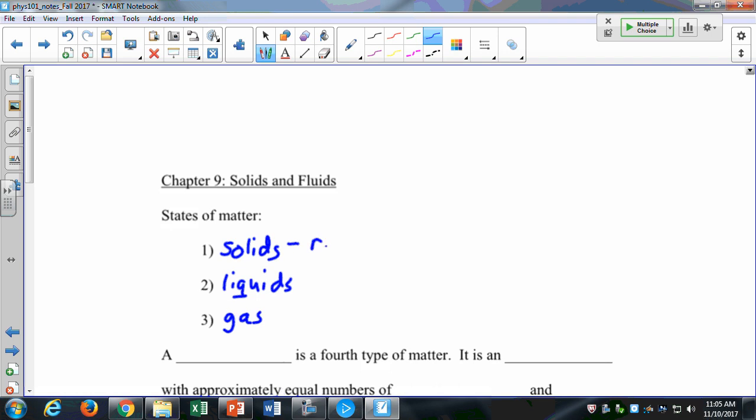In solids, they have a rigid structure. The atoms don't move with respect to one another. Liquids, they have a more fluid structure. That is to say that in a solid, the atoms are always a certain distance apart from one another, just like how we described a rigid body in chapter 7 or whatever. But in a fluid, those particles can sort of move with respect to one another, move around one another.